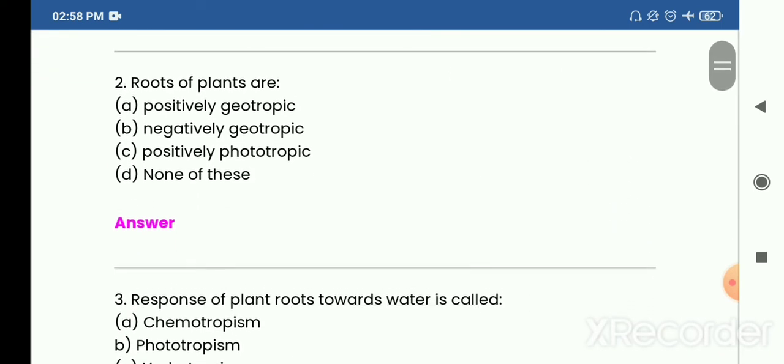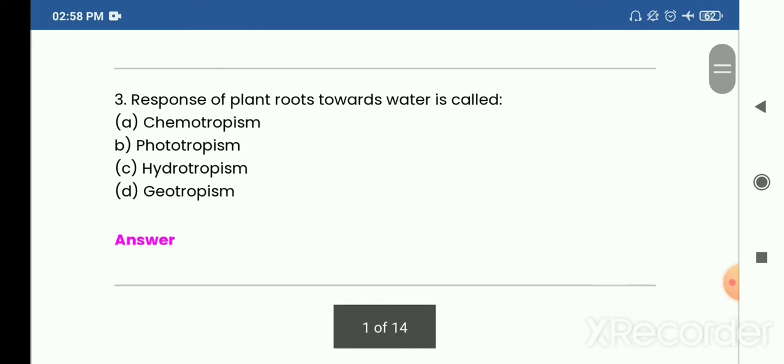Next, question number 2. The roots of plants are positively geotropic, negatively geotropic, positively phototropic, or none of these. So here the answer is option A, that is positively geotropic. Geotropic means towards gravity. As you all know, roots grow towards gravity, hence option A is the correct answer.